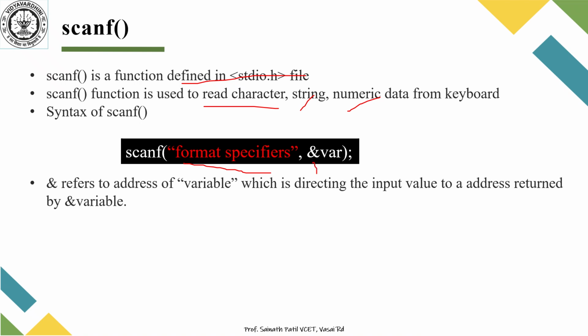Here & refers to the address of the variable, which is directing the input value to the address written by the & variable. That means it tells the compiler that the value entered from the keyboard should be assigned to the given variable.